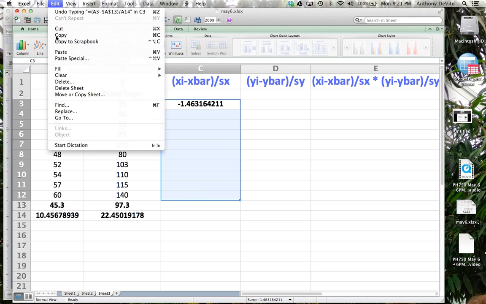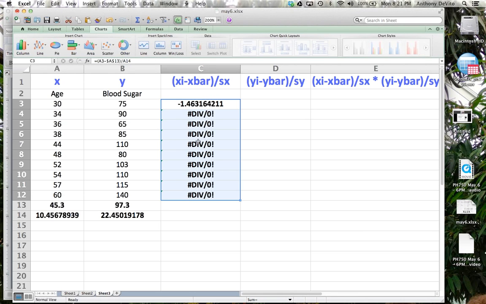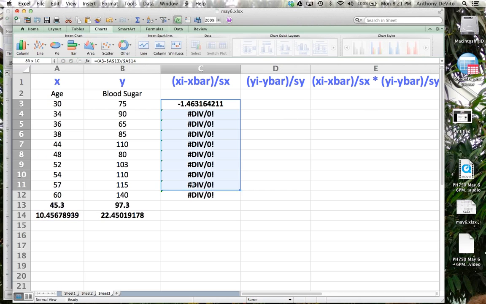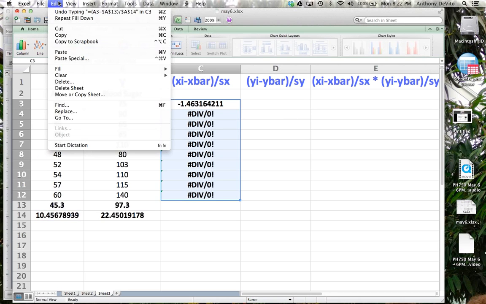Going to copy this down, fill down. Okay, oops. What did I do wrong there? I forgot I had to do the same thing with my standard deviation, didn't I? Okay, I have to put a dollar sign in there so it doesn't copy it down. Maintains the same value there. I'm going to edit and fill down.